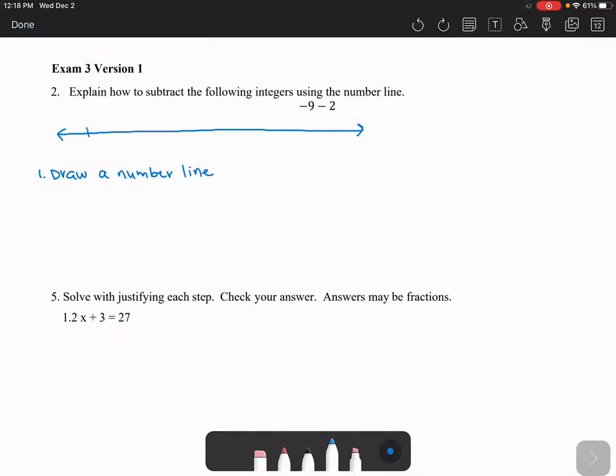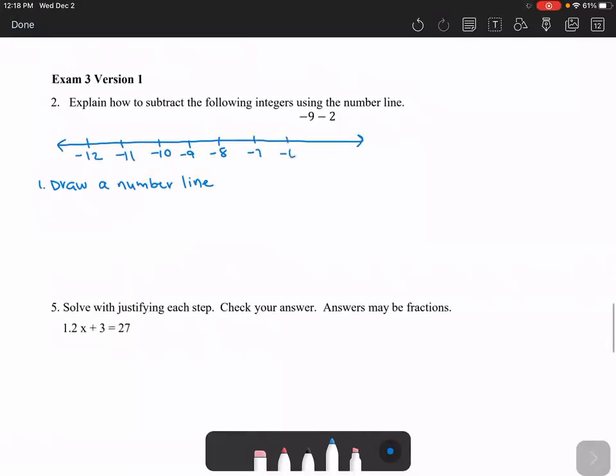And I'm going to go out to negative 12, 11, 10, 9, 8, 7, 6, 5. I always draw it too short. 4, 3, 2, 1, and then we'll stop at 0. Okay, so there's multiple ways to go about this.